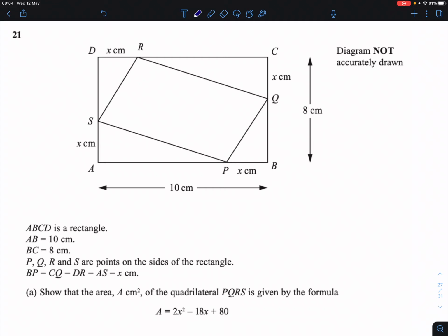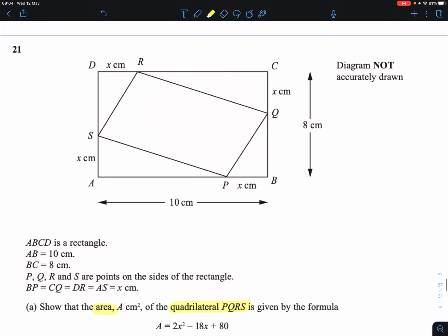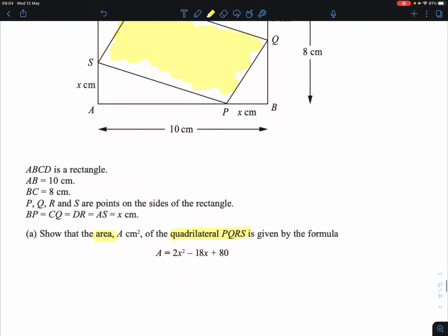Question 21, we have a rectangle with some values given, we have a parallelogram in the middle, and we've got a few triangles. We're being asked to show that the area of the quadrilateral, which means that we're interested in what the area of this is, show that it's this.